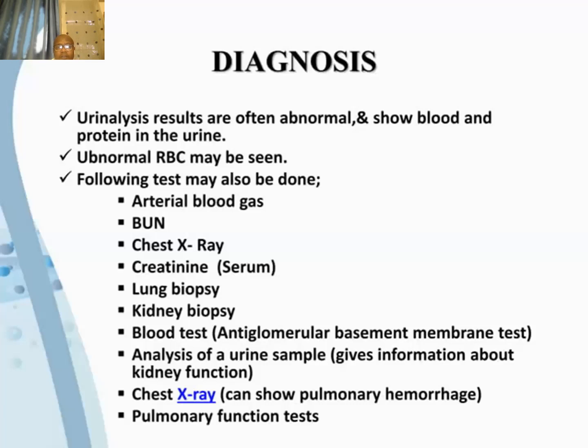So how do you diagnose Goodpasture syndrome? You do urinalysis, which shows abnormal blood and protein in the urine. Abnormal red blood cells may be seen, and then you do follow-up tests like arterial blood gas, blood urea nitrogen, chest X-ray, serum creatinine level, lung biopsy, kidney biopsy, and the anti-glomerular basement membrane antibody blood test. You can do analysis of a urine sample for kidney function, a chest X-ray to show pulmonary hemorrhage, and also a pulmonary function test.